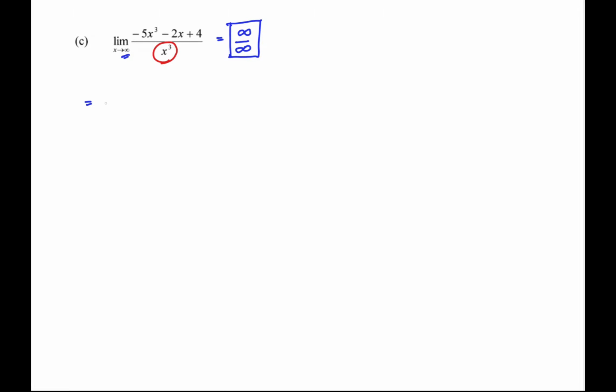So you get the limit as x approaches infinity of negative 5x cubed over x cubed minus 2x over x cubed plus 4 over x cubed divided by x cubed over x cubed. So if you simplify this one here, x cubed here.